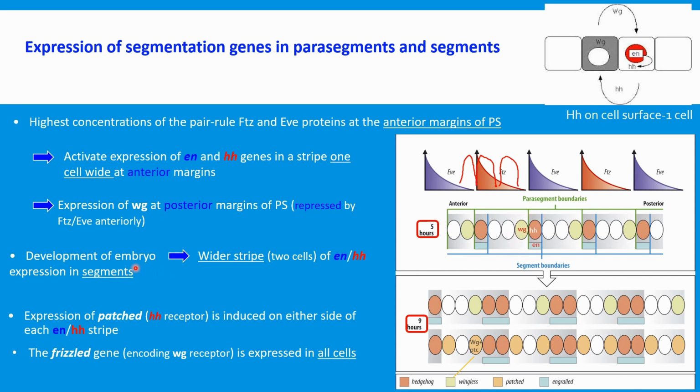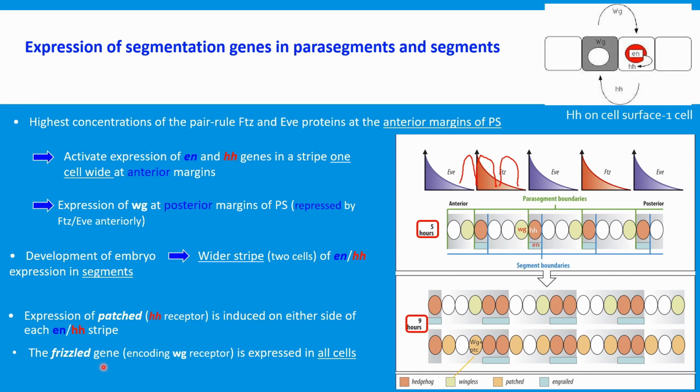As the embryo develops, it goes through some rounds of mitosis in these cells, and we will get then a wider stripe. The embryo is getting bigger, we get a wider stripe, 2 cells thick of engrailed hedgehog here, right? Well, engrailed and hedgehog. And what this part of the diagram wants to indicate is then that the signaling of hedgehog to the neighboring cells will induce the patched receptor in these flanking cells. As I said, it's still a wingless producing cell, but it also expresses the patched receptor.